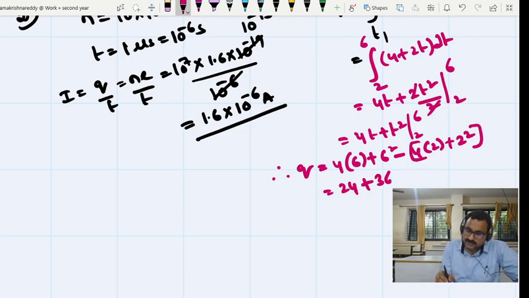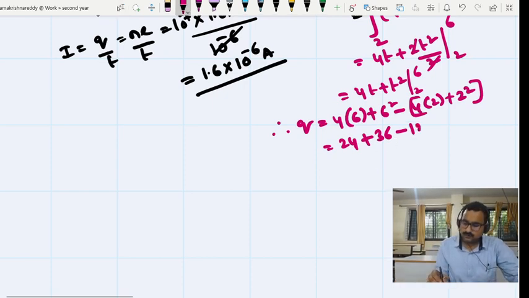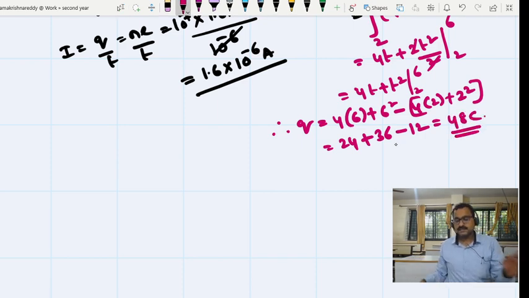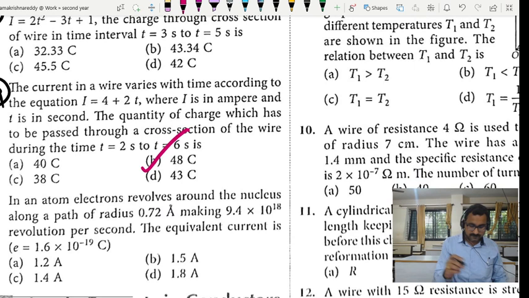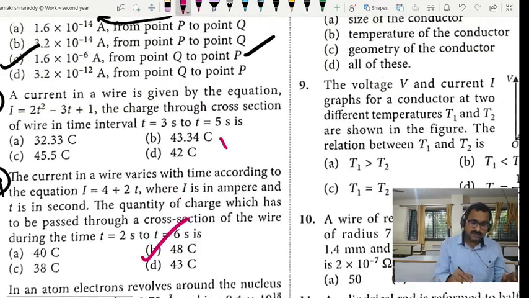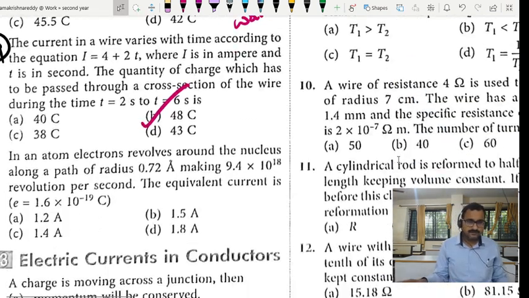So that is 24 plus 36 minus 8 plus 4, which is 12. 24 plus 36 minus 12: 36 minus 12 means 24, and 24 plus 24 is 48 coulomb. That is the answer we are getting for that one. Remember, this is an easy one. It is the same model, so you solve the third question as homework. It is the same model only: integration and how to substitute the values.